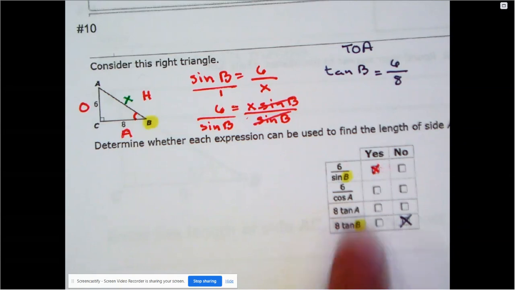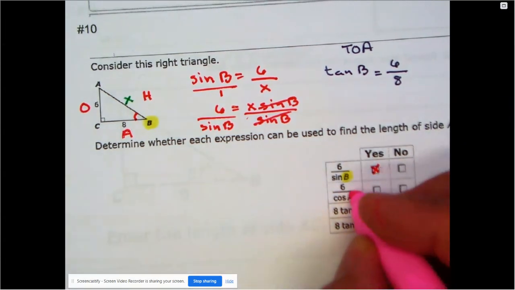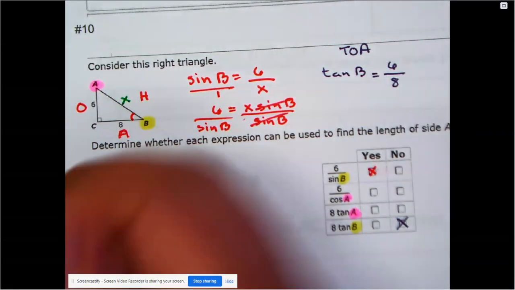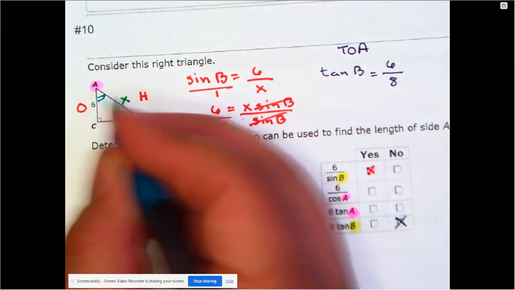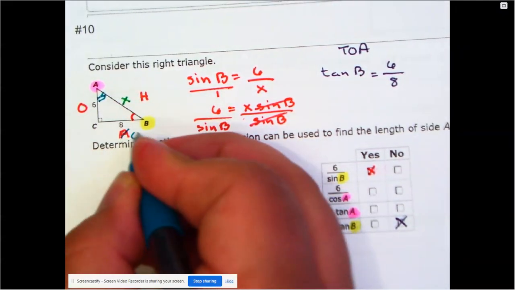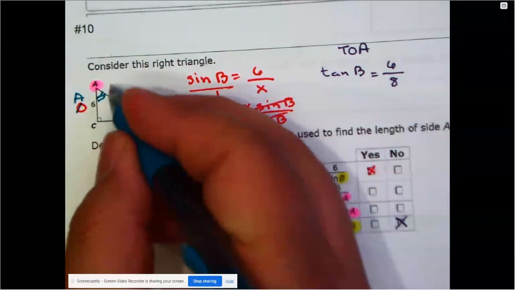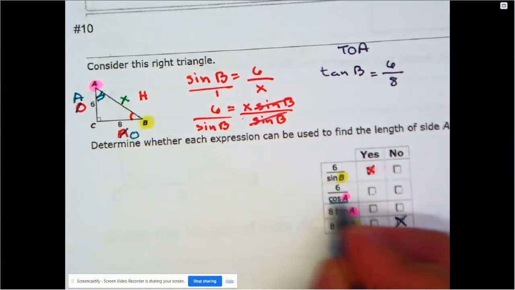Now we're talking about these right here with the letter A. So if I'm going to work with the letter A, then I'm going to mark that as my angle, which means this one here is now the opposite. This one is now the adjacent. All right, so here we go. Opposite, adjacent, hypotenuse. They said, let's start off with cosine.